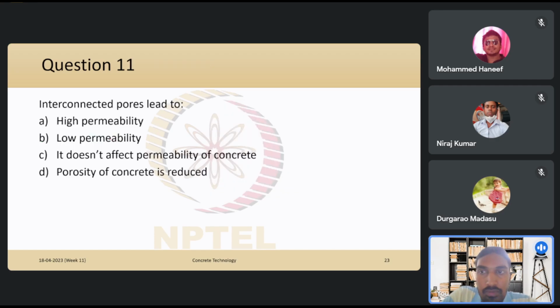Okay, question number 11 is interconnected pores lead to: the options are high permeability, low permeability, it doesn't affect the permeability, and porosity of the concrete is reduced.